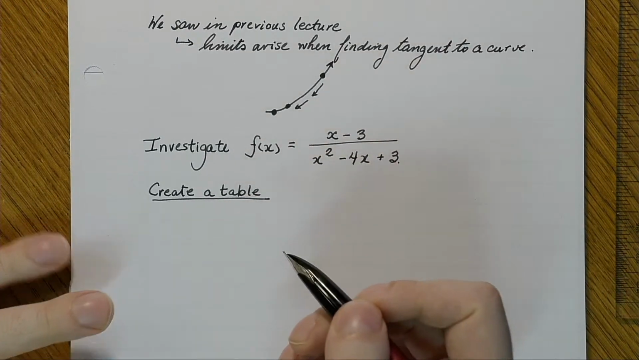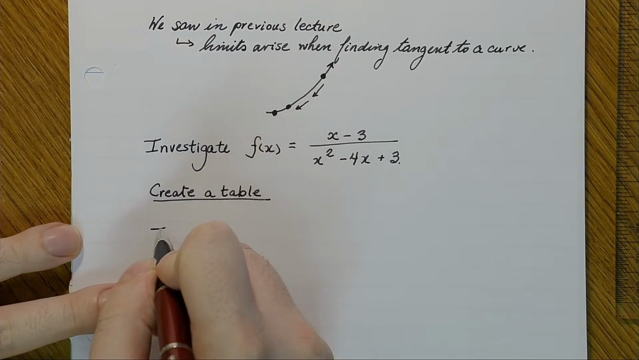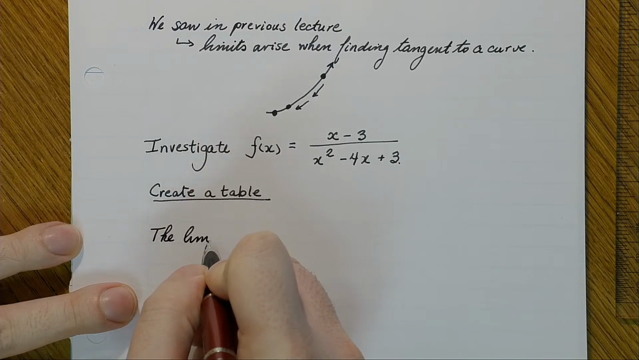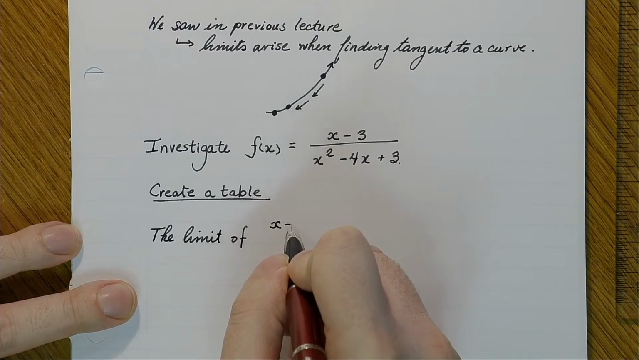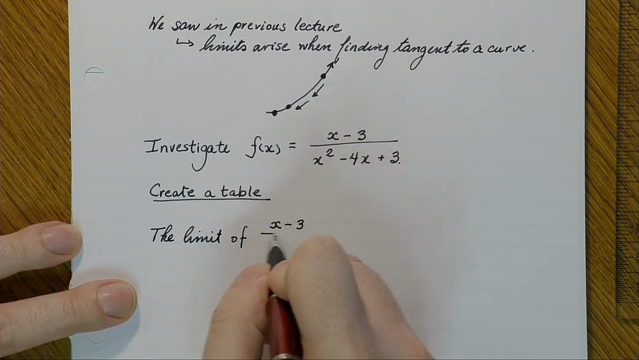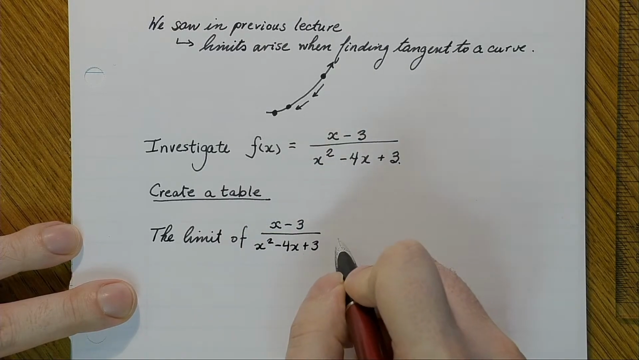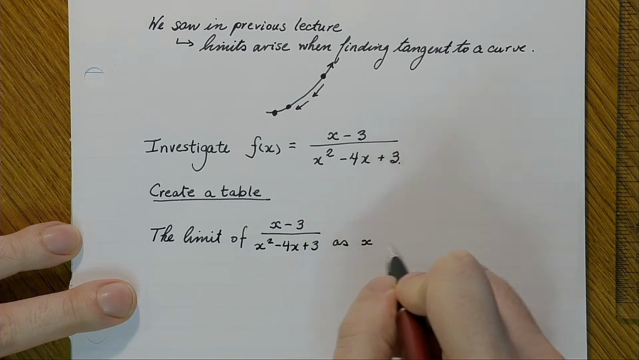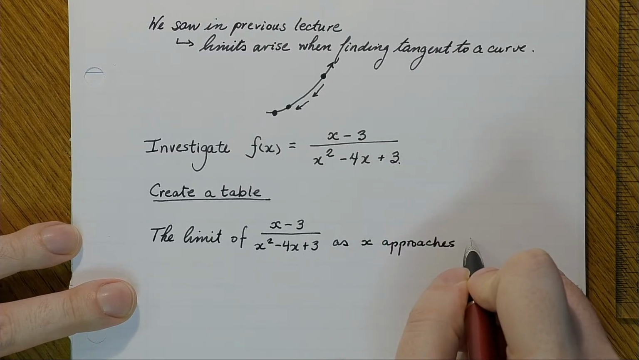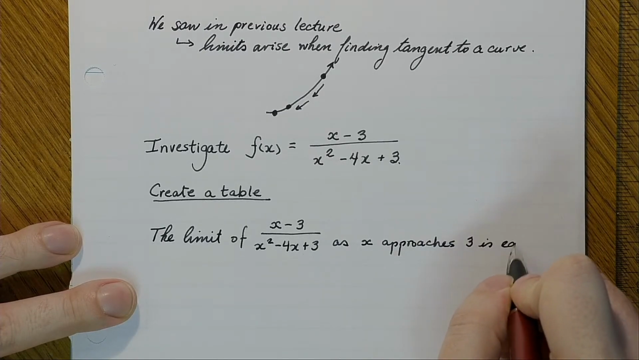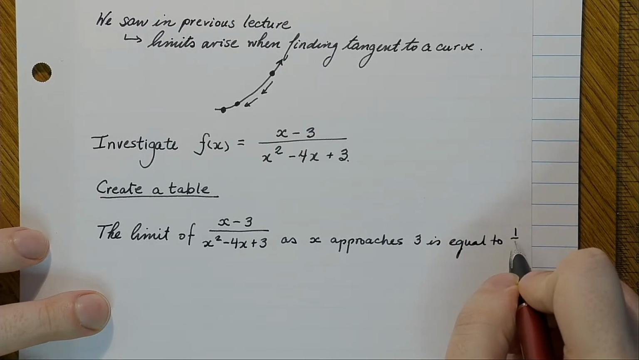Now that we've created that table, what we're seeing is that the limit of this function, x minus 3 over x squared minus 4x plus 3, as x approaches 3, is equal to 1/2.